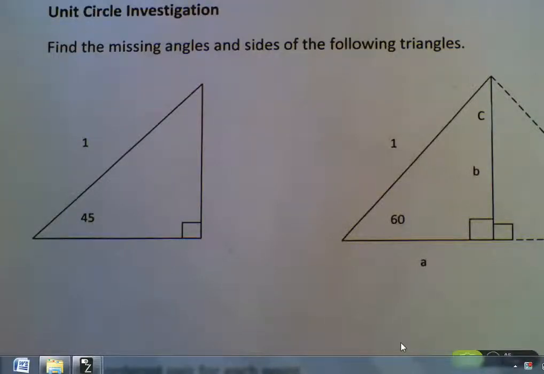We'll then translate that to what it looks like on the unit circle, and then actually getting the coordinates on our unit circle. And also talking about sine, cosine, and tangent in regards to our unit circle.